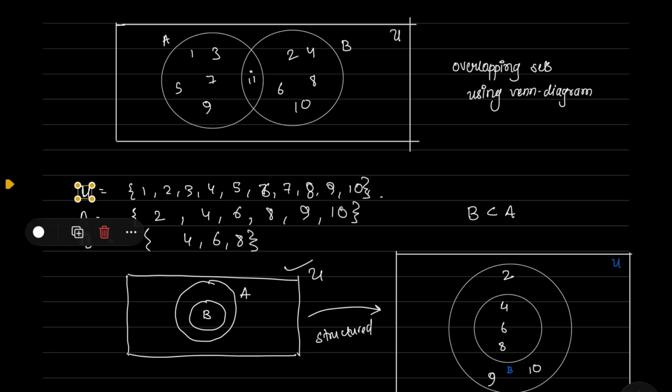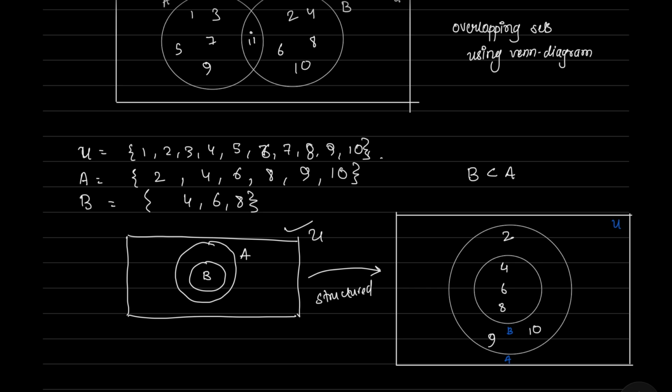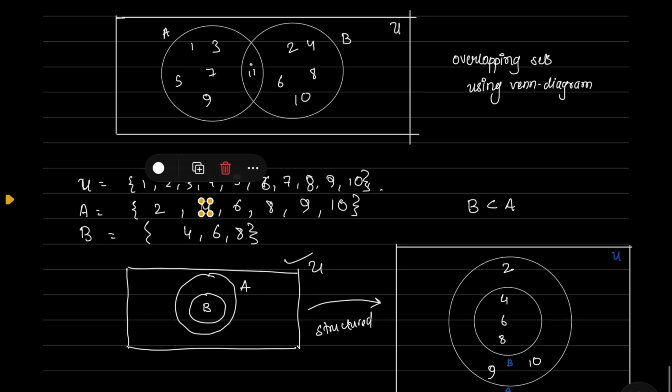Suppose I have a set U, which is basically all the natural numbers up till 10, and my set A is equal to 2, 4, 6, 8, 10, and my set B is equal to 4, 6, 8. Alright, we have both A and B. Here you can see B is a subset of A. See, 4 is common in both, then 6 is also common in both, and 8 is also common in both.